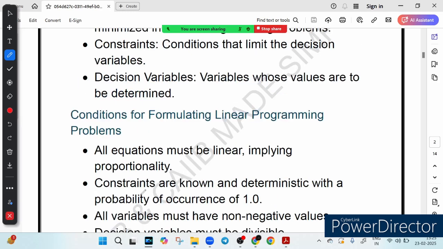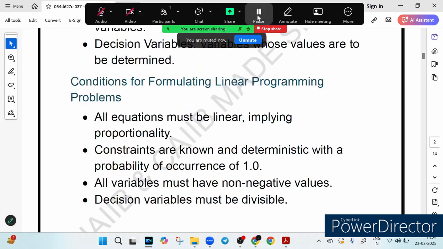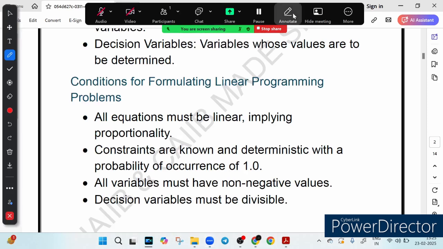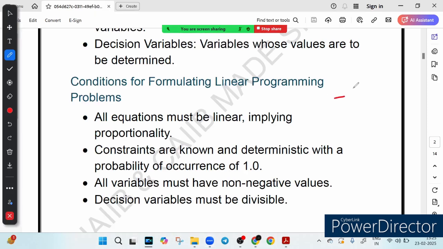So friends, condition 3 is that all the variables must be non-negative, right? It means no negative production. Can the factory make -5 tables? Of course not. So production, money, resources cannot be negative. So in linear programming, all decision variables must be 0 or positive. You can produce 10 or 100 chairs, but not -10. So this is the third condition, right?